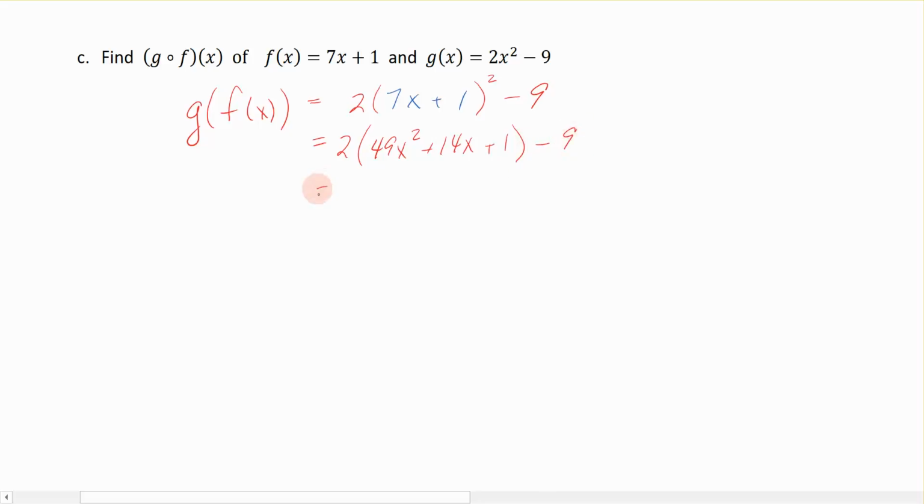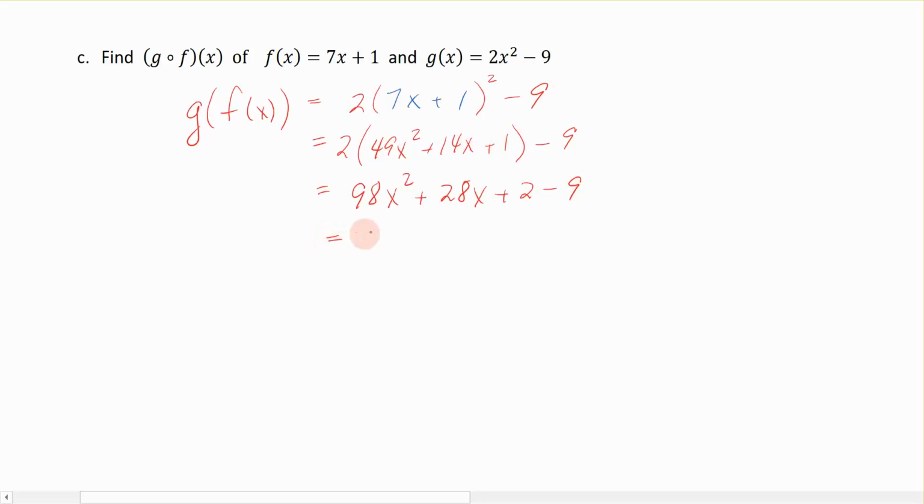The next part of this is to multiply, so I'm going to distribute the 2 into all 3 of those pieces right there. So 2 times 49x squared would be 98x squared. 2 times 14 would be 28x, and 2 times 1 would be plus 2, minus 9, because I removed the parentheses.